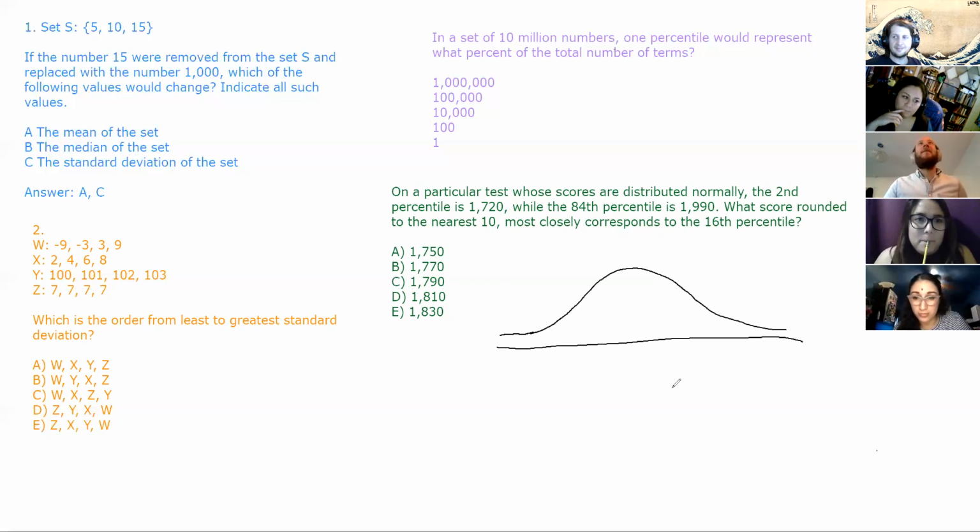Okay, so sorry, these numbers 1720 and 1990, that's how many people scored on the test. That's not the score of the test. Got it. Yeah, that's where I was confused. That makes more sense.